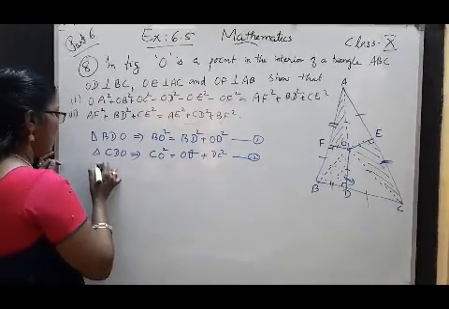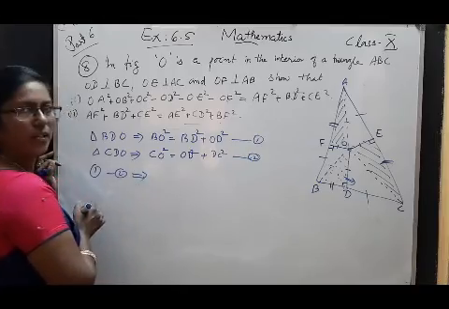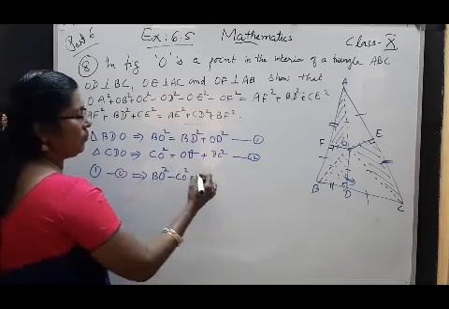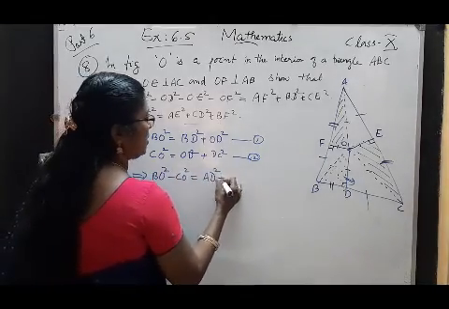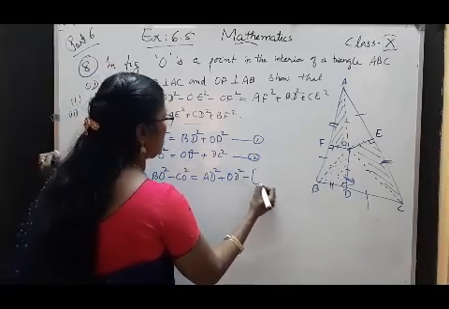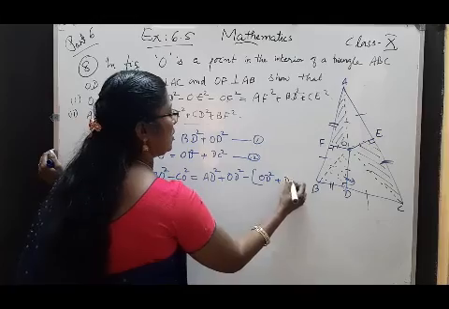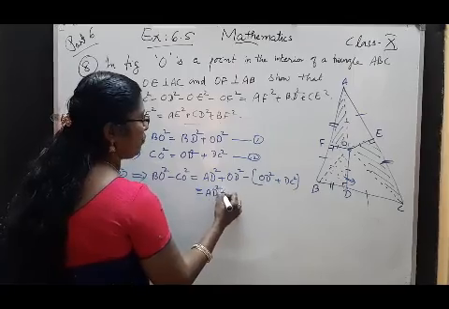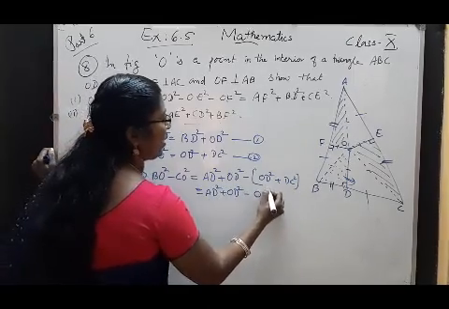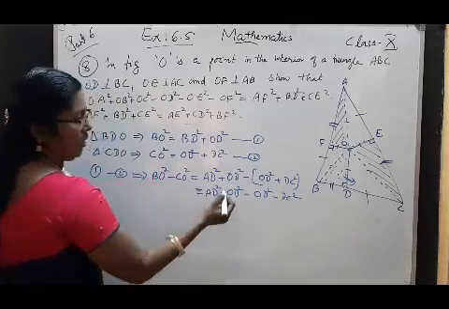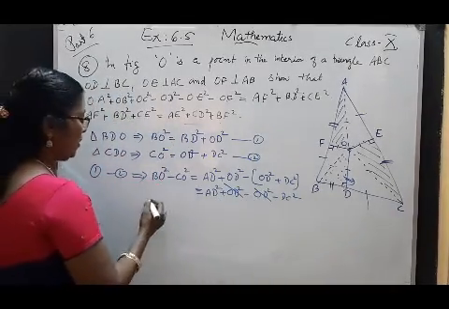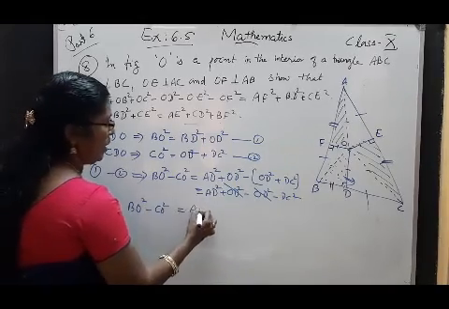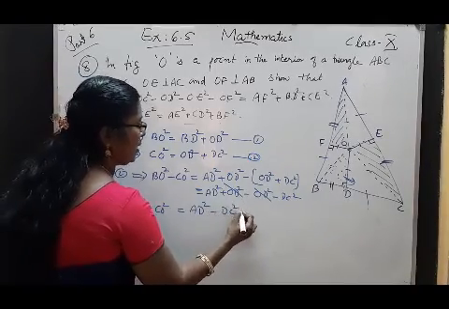The next step is equation 1 minus 2. Equation 1 minus 2 implies BO square minus CO square equals BD square plus OD square minus of OD square plus DC square. By opening this bracket using this minus, BD square plus OD square minus OD square minus DC square. Here OD square cancels. After that, BO square minus CO square equals BD square minus DC square.